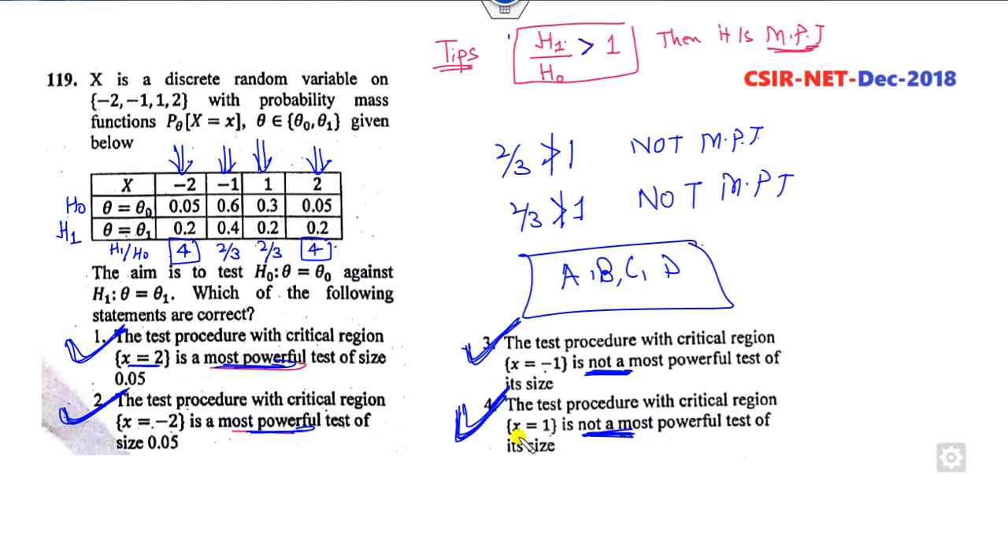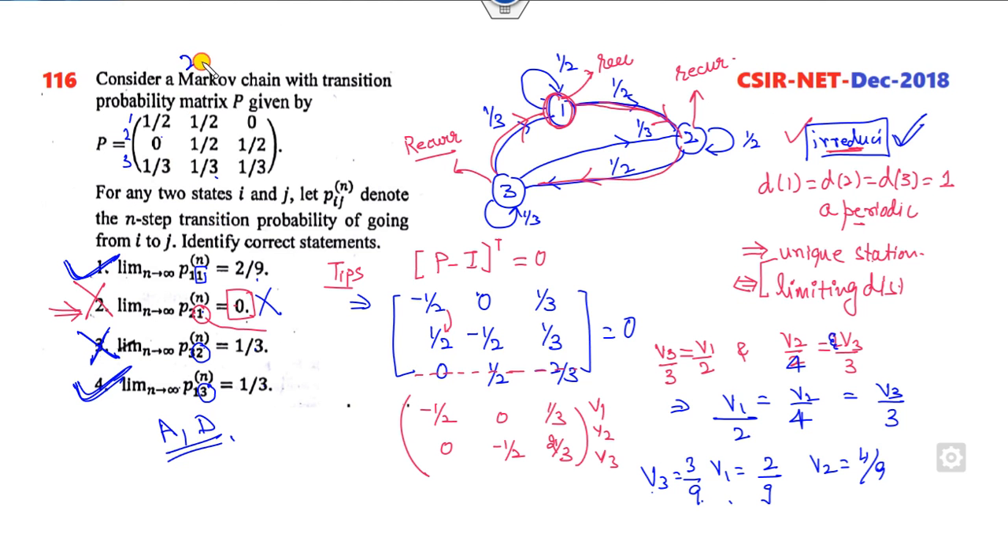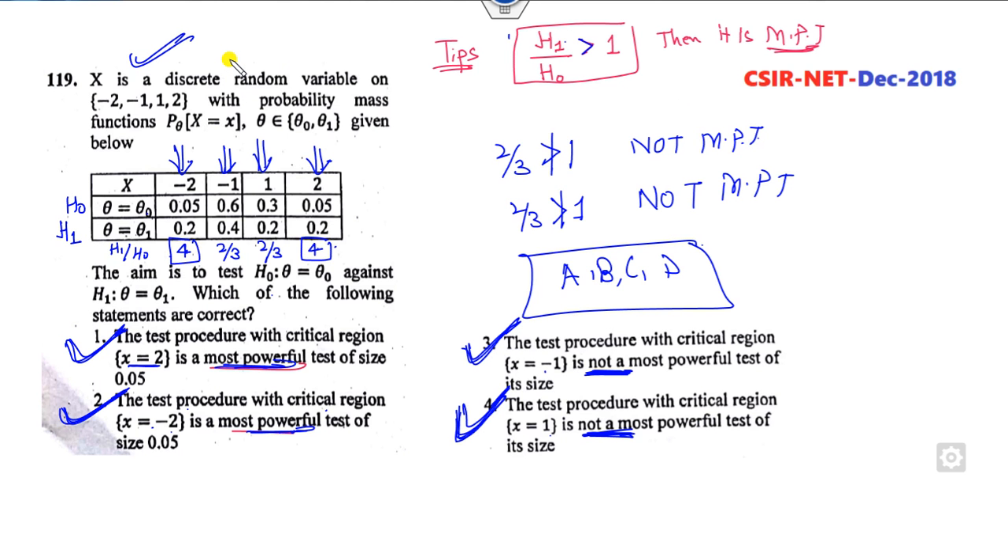Remember, whenever you are preparing for CSIR statistics, one question from the most powerful test, one question from the likelihood functions, and two questions from the Markov chain are definitely asked in the examination, and you can check this very easily in your examinations. Very soon I will upload my lecture on the previous year questions on the Markov chain from the year 2011 to 2023, soon after this video.